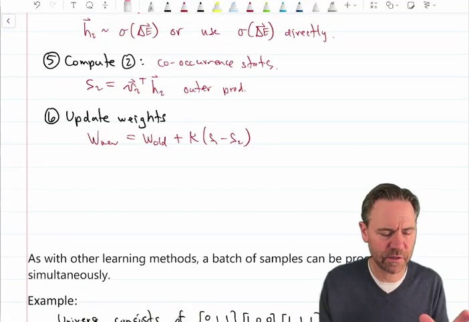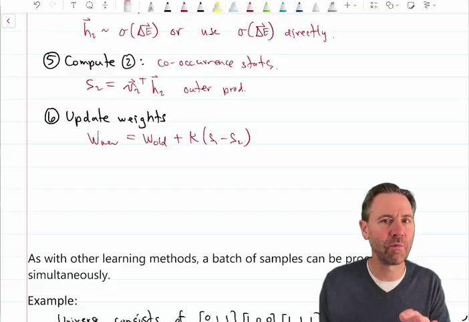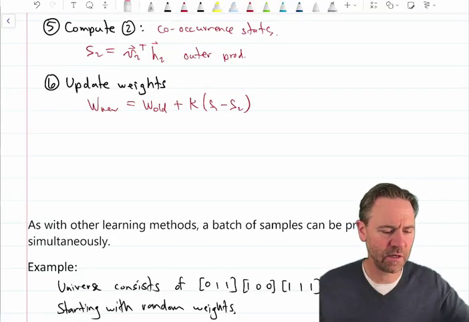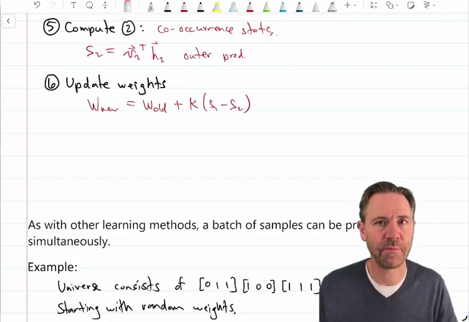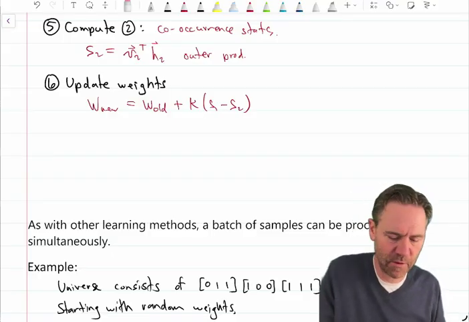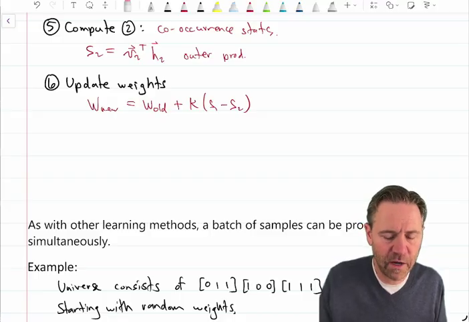I reworked this. I've given this lecture before a few times, but I reworked it quite a bit this time. And one thing I did is I switched some signs. So I hope I didn't screw anything up, but let's just go for it. Okay, so that's how you get the updated weight matrix.